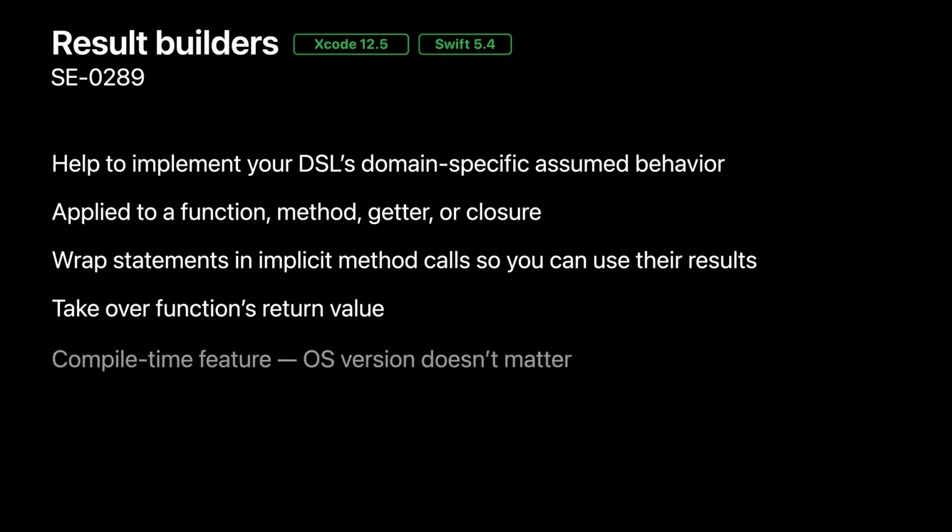Result builders are a compile time feature, so they work on any OS that your app will run on. The final version of the feature from open source Swift Evolution Proposal 289 was included in Swift 5.4, so it shipped in Xcode 12.5 back in April. But prototypes of the feature were available before that, so you might see some older tutorials or libraries that use the prototype. Those will say function builder instead of result builder, and they might not quite match the final feature.